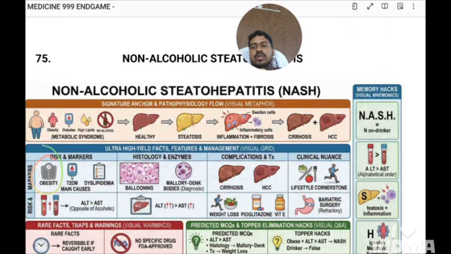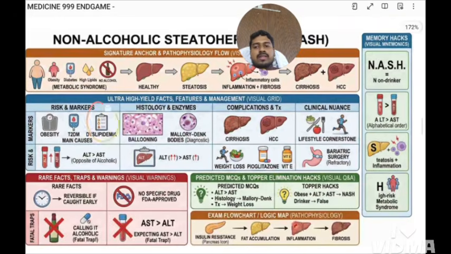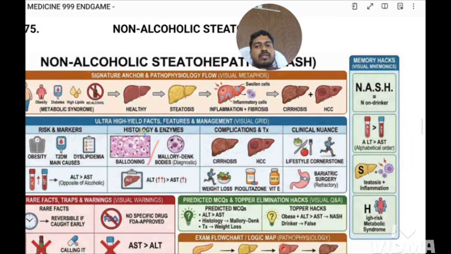So most common causes: obesity, type 2 diabetes mellitus, and dyslipidemia. Here ALT is more than AST, and ALT is just 2 to 3 times the upper limit of normal. In alcoholic liver disease, AST is more than ALT. On histology you will find ballooning of hepatocytes because of fat deposition, and you'll find Mallory-Denk bodies. Just remember, these are Mallory-Denk bodies. ALT will be somewhere around 60 to 120, in those ranges. Cirrhosis will occur and later convert into hepatocellular carcinoma.